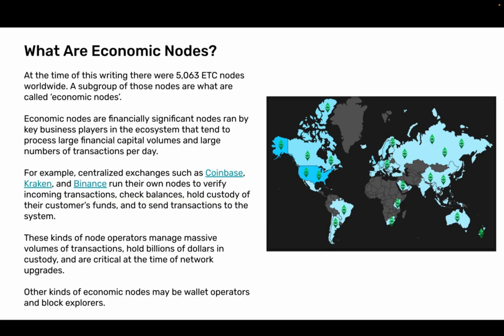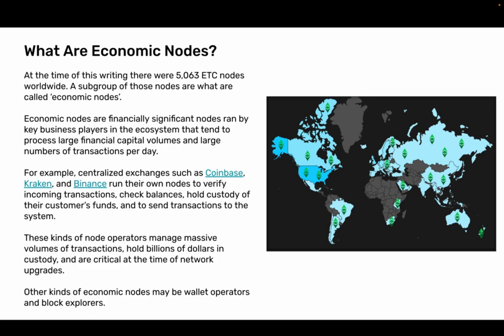What are economic nodes? At the time of this writing, there were 5,063 ETC nodes worldwide. A subgroup of those nodes are what are called economic nodes. Economic nodes are financially significant nodes run by key business players in the ecosystem that tend to process large financial capital volumes and large numbers of transactions per day.